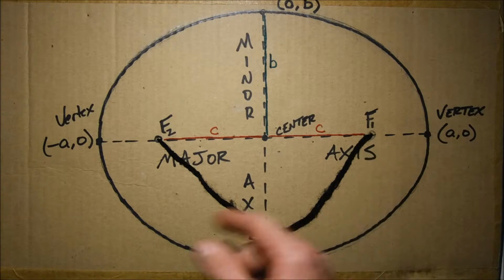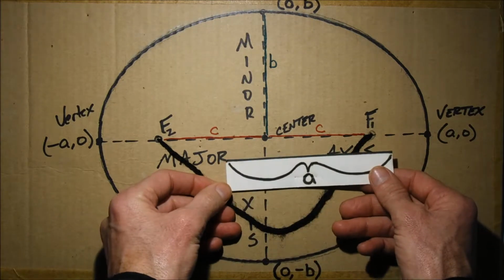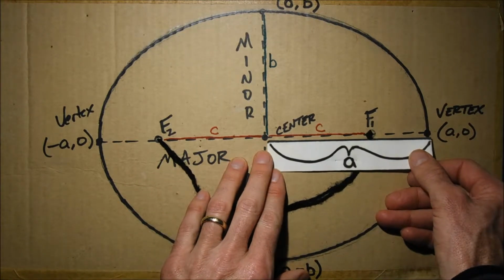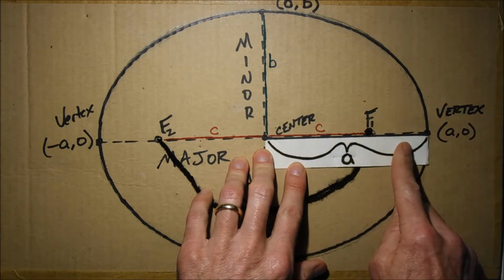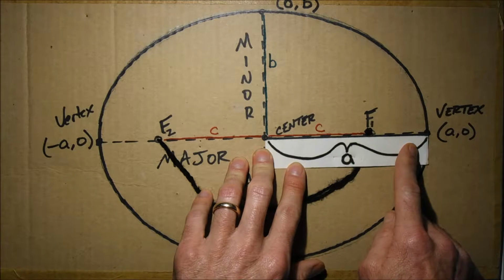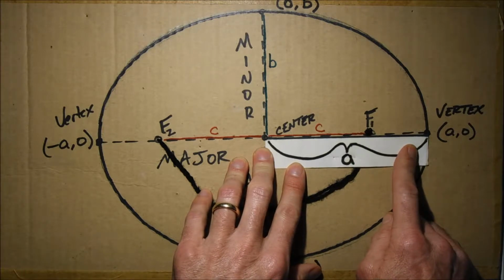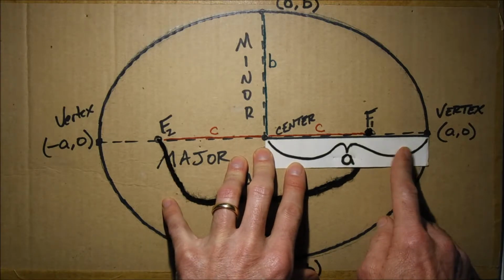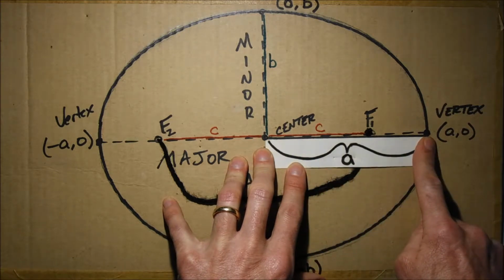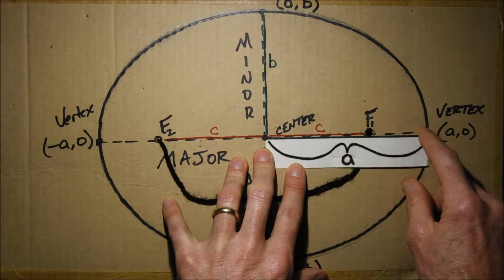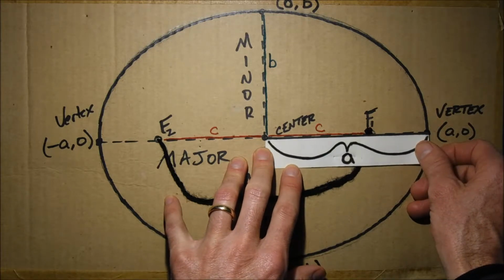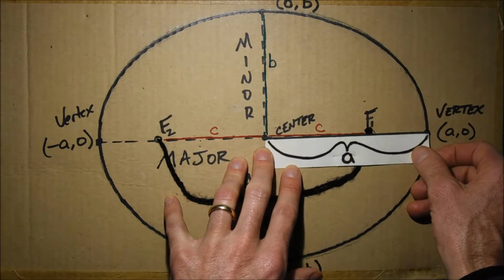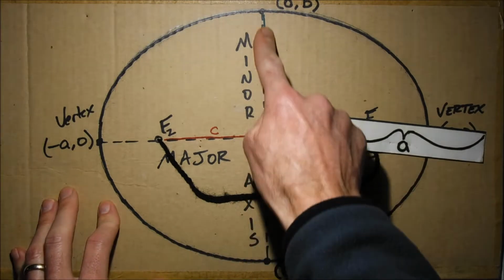It's A units, okay? And I've made a note of that with this little guy right here. So this entire length from here to here is A units. That is a standard. This is going to be connected to our equation that we write down here in a minute. From the center to a vertex is A. This is always along the major axis. Along the minor axis, we'll go with the next letter of the alphabet, and that distance will be B.